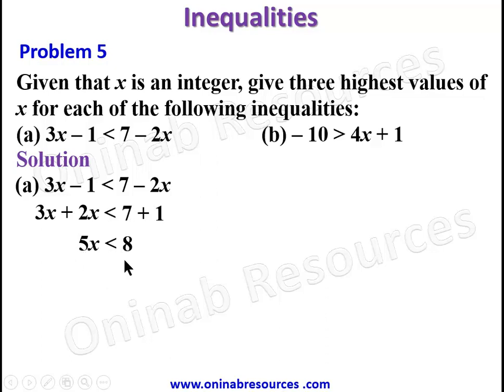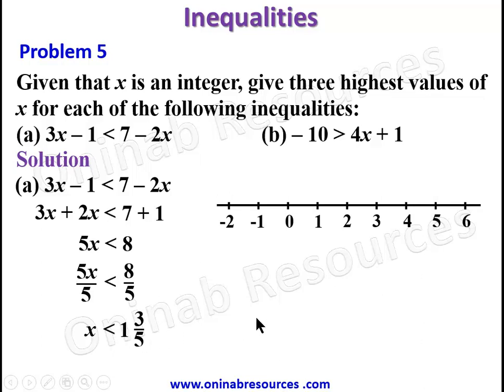So dividing both sides by 5, since 5 is positive, it won't affect the inequality symbol. So we have 5x divided by 5 is less than 8 divided by 5. So 5 cancels 5 here, we are left with x less than 1 whole number 3 over 5. That is expressing x as mixed fractions. Now to get the integer values of x, we draw the number line. So drawing the number line, 1 3 over 5 is between 1 and 2. So we just locate any point. It doesn't have to be accurate. Since it is less than, the arrow will be pointing to the left.